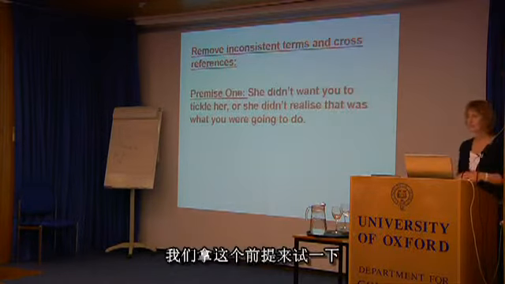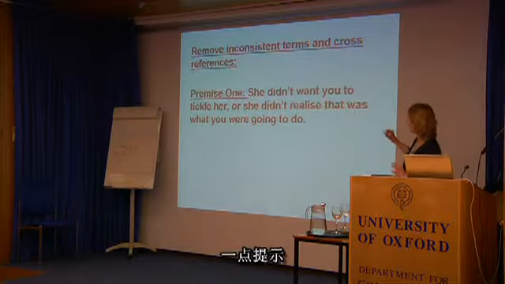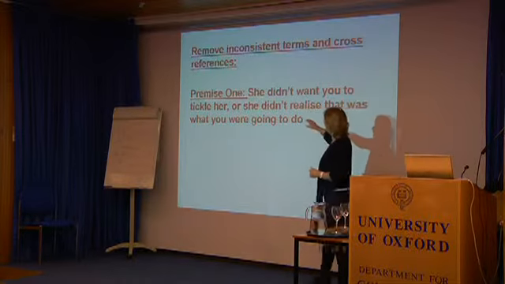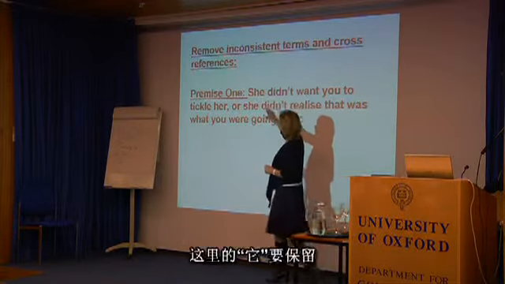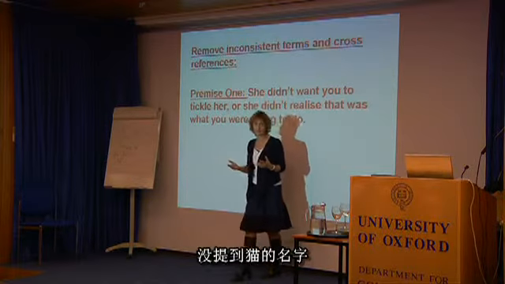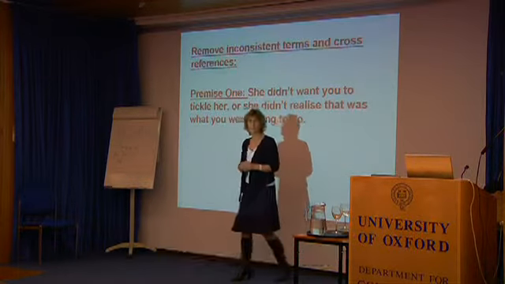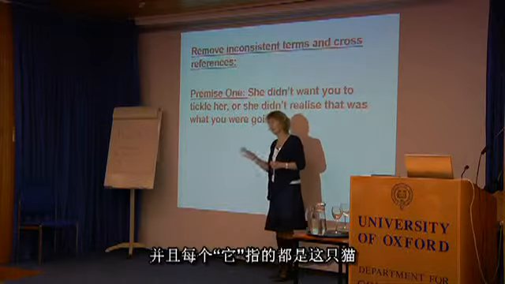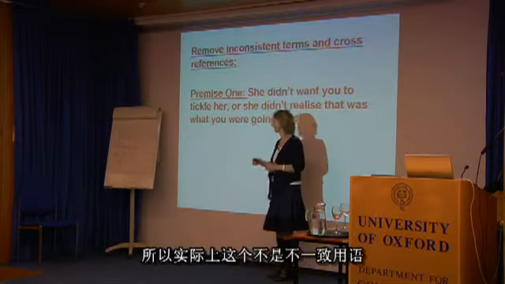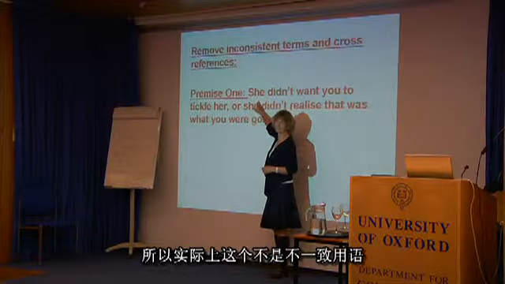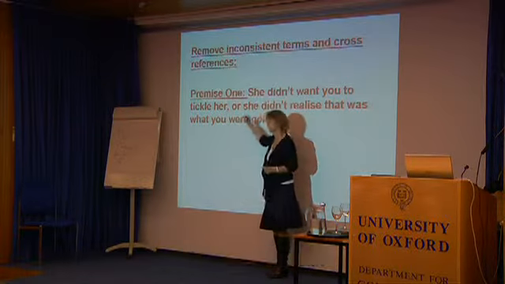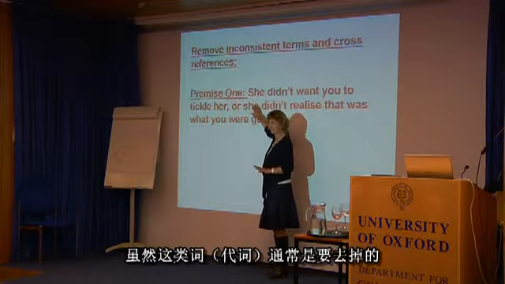So let's try that in this premise. Here's a hint: we're going to leave the "she" in here, because throughout the argument it's "she," isn't it? We're never introduced to the cat's name. We don't know what her name is. Nor is she referred to as the cat at any point. So in fact, this isn't an inconsistent term. It's consistent throughout, even though it's exactly the sort of thing that you would usually be removing.